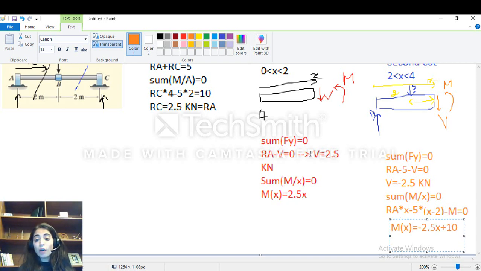So guys, you can see how v is changing. So for the first cut, v is equal to 2.5. For the second cut, v is equal to minus 2.5. They are both constant but different values. Now for the first cut, m was equal to 2.5x. Now for the second cut, m becomes minus 2.5x plus 10.